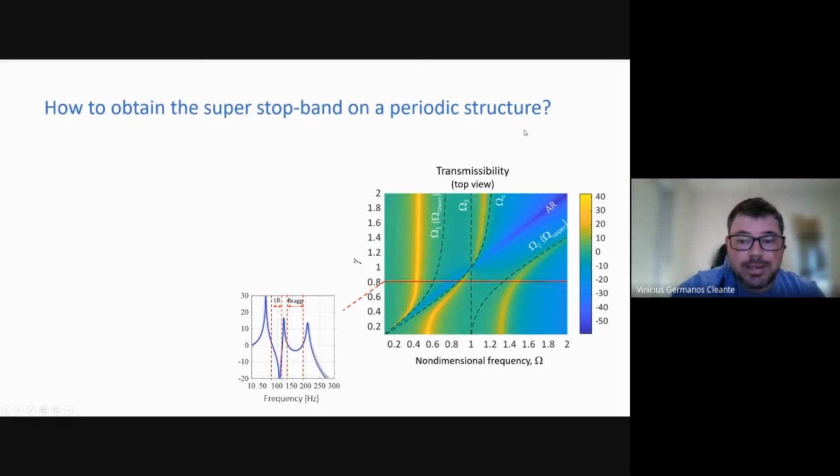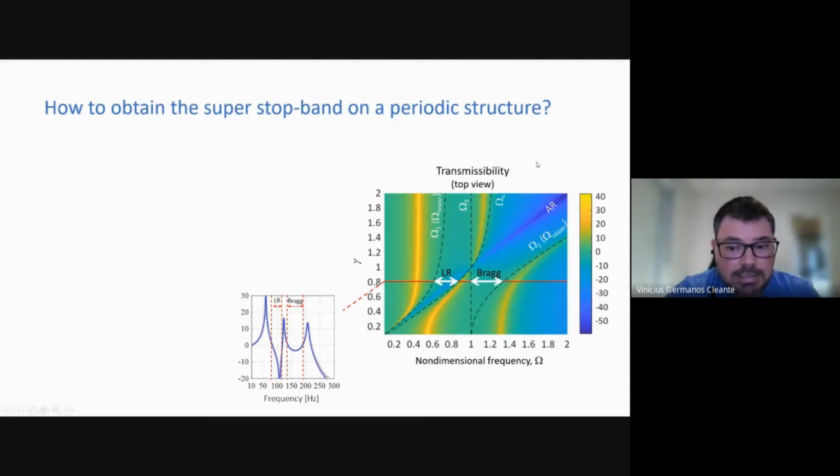So we can understand why and how to obtain this super stop band by analyzing the top view of the displacement transmissibility as a function of the frequency and the tuning frequency. The hot colors in this graph correspond to the resonance frequency, and the cold color lines correspond to the anti-resonance introduced by the vibration absorber. The black dashed line here corresponds to the stop band bounding frequency.